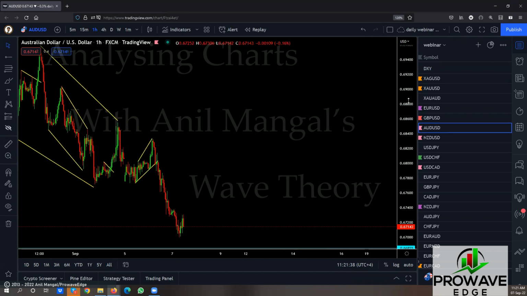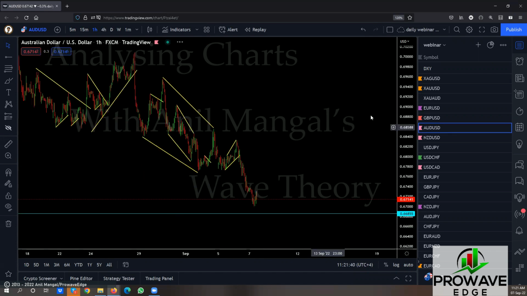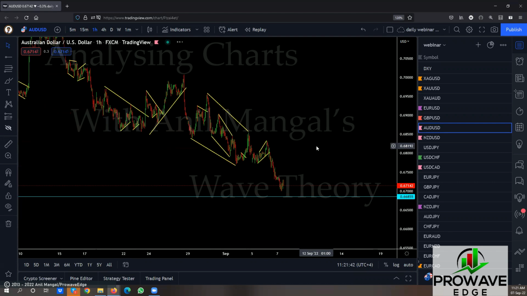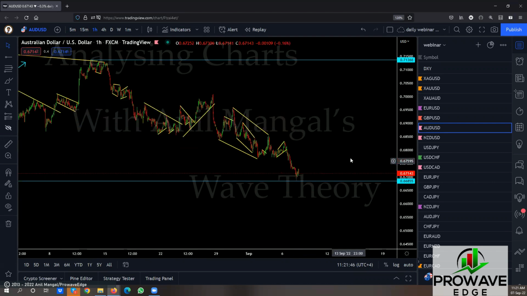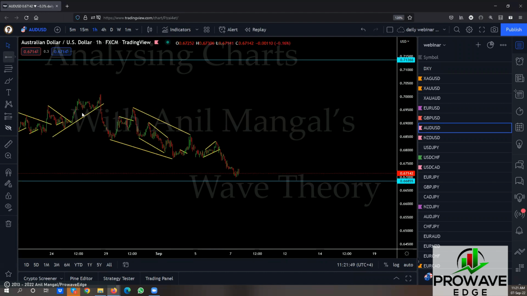Aussie. I think we got a little too cautious on the Aussie yesterday. We probably should have kept it a little longer, survive it, but it doesn't matter. You have another sell setup here and it will break the low.